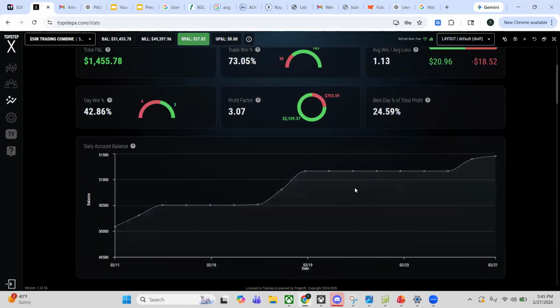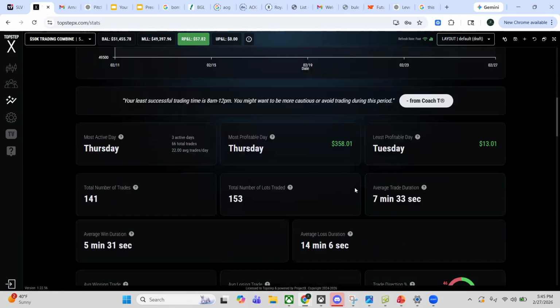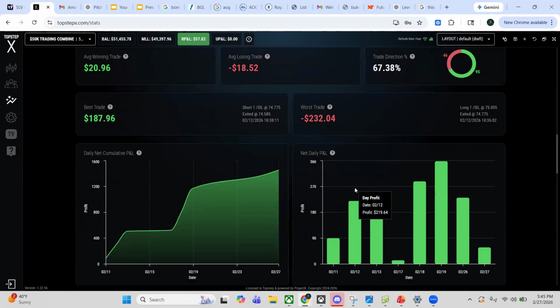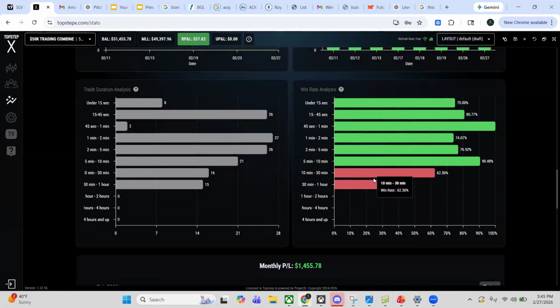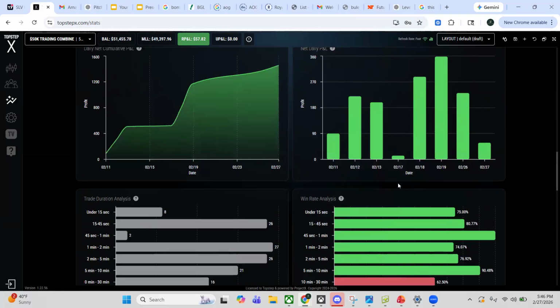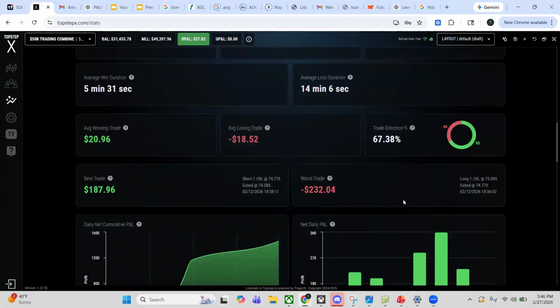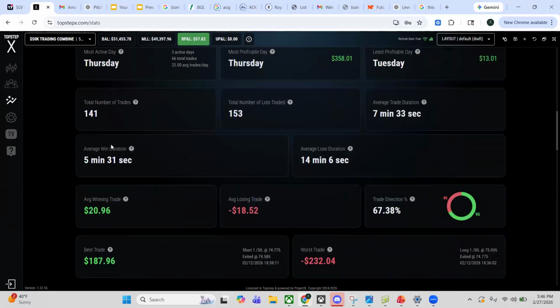This is why I like stuff like Top Step and these prop firms, because it really breaks down your trades. Okay, here we go. You can see here, our losing trades are the ones we hold, and the ones we're winning on are the ones we're just in and out. We take our profits and that's it. Let's see what else. Our average win is 5 minutes. Our average loss is 15 minutes.